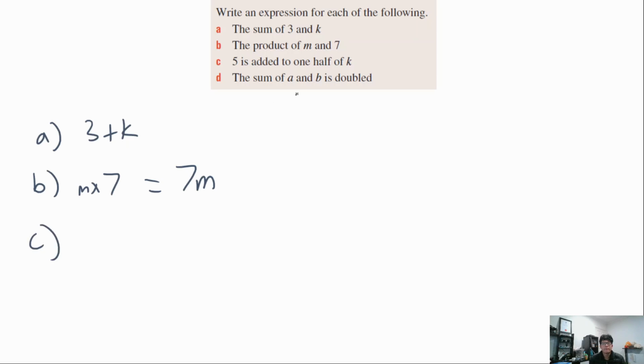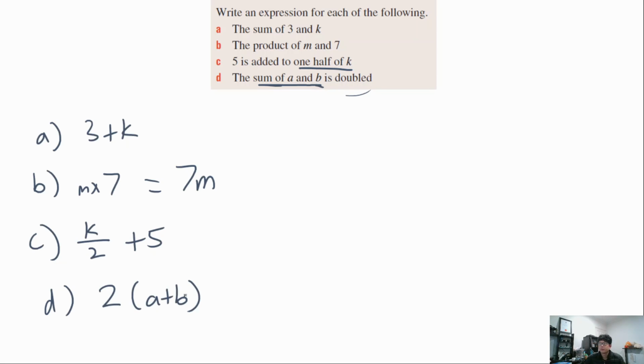Next one, question C, 5 is added to 1/2 of k. So we're going to do 1/2 of k first and then add 5, because we're adding 5 to 1/2 of k. So 1/2 of k will be k divided by 2 plus 5. And question D, the sum of a and b is doubled, so that means we find the sum of a and b first and then double that. So that will be 2 bracket a plus b. If you do have any questions about this, just remember to ask your teacher in class.